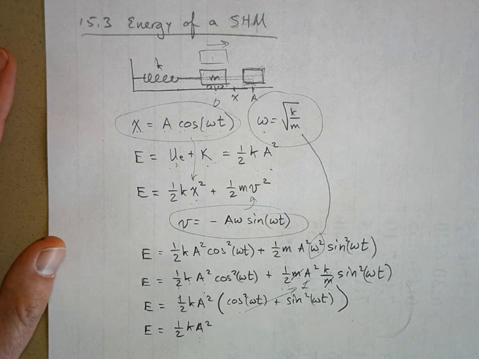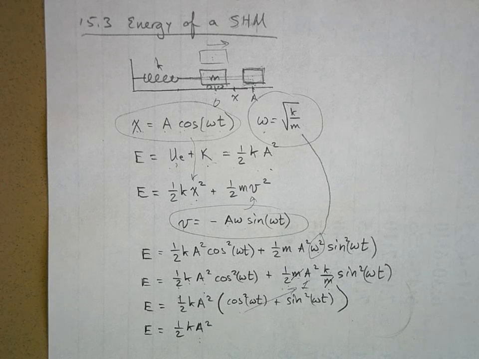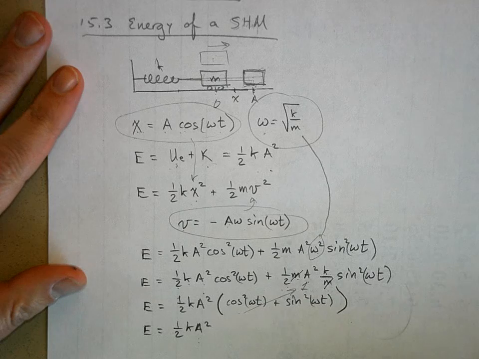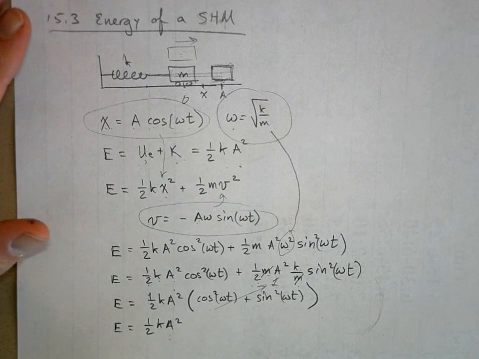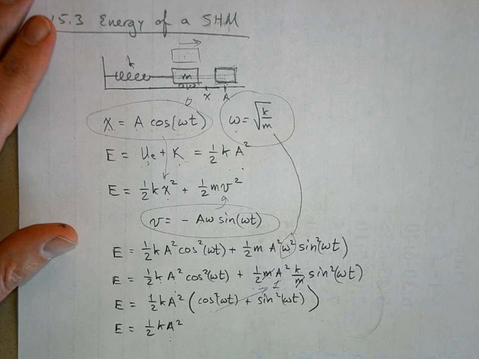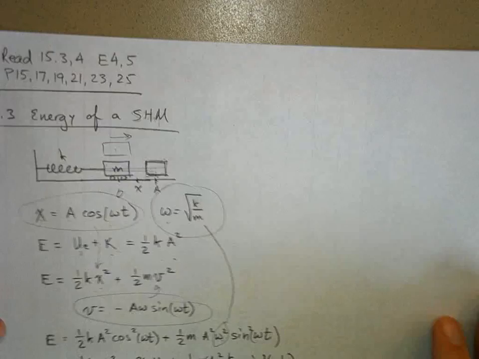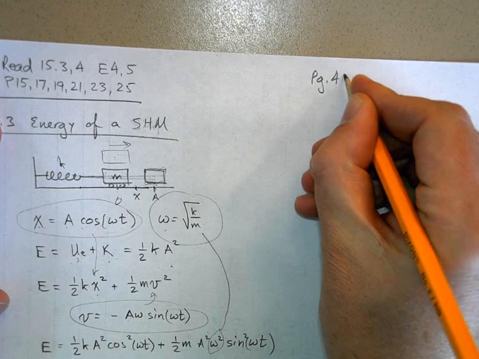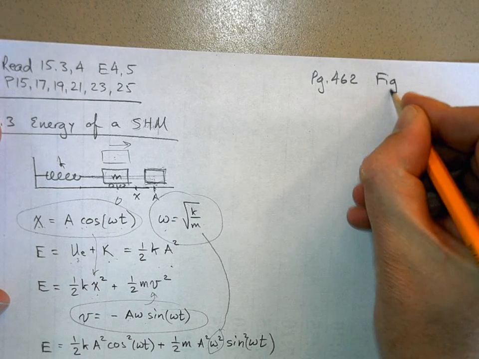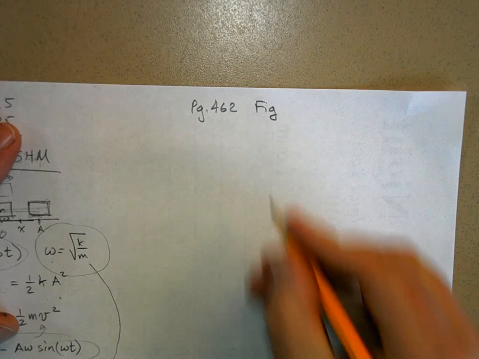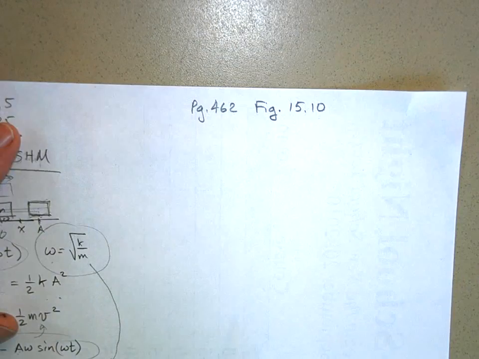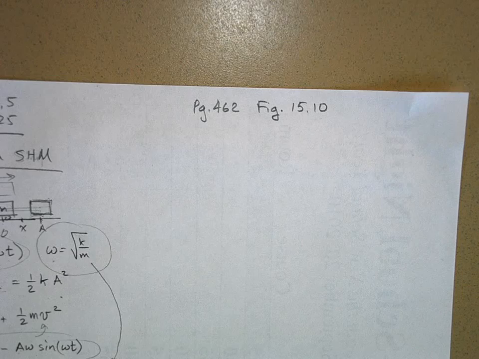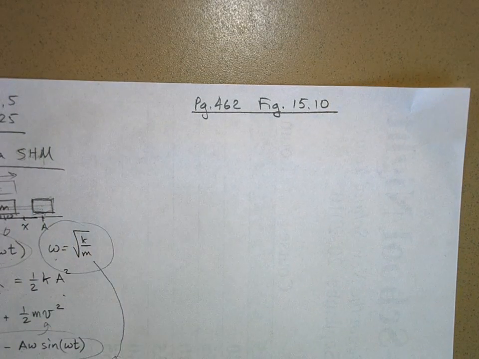Now, let's take a look at this thing graphically. Let's graph the energy as a function of time, and we're going to graph the energy as a function of position. Let's graph it as a function of position first. And by the way, this is on figure 15.10 on page 462. This is a really good one to study.